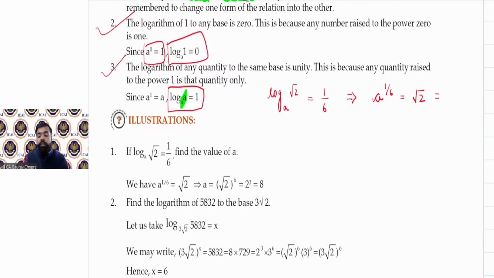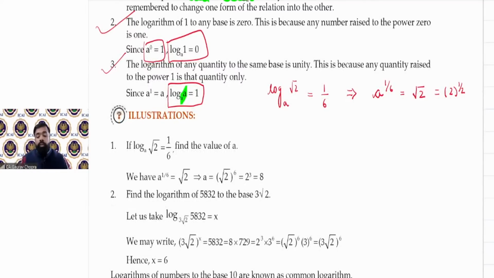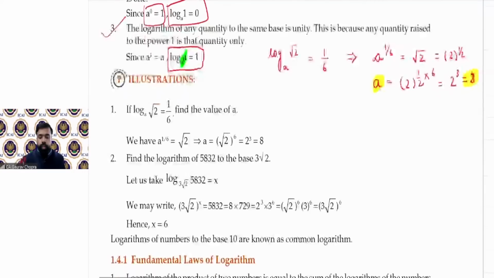Now root 2 can be written as 2 to the power of half. Now a to the power of 1 by 6 is equal to 2 to the power of half. Now this power of a will go to the other side and get reciprocal. So a is equal to 2 to the power of half multiplied by 6. So it becomes 2 cube and 2 cube is equal to 8. So therefore the value of a is equal to 8. This is the result. This is the first illustration.